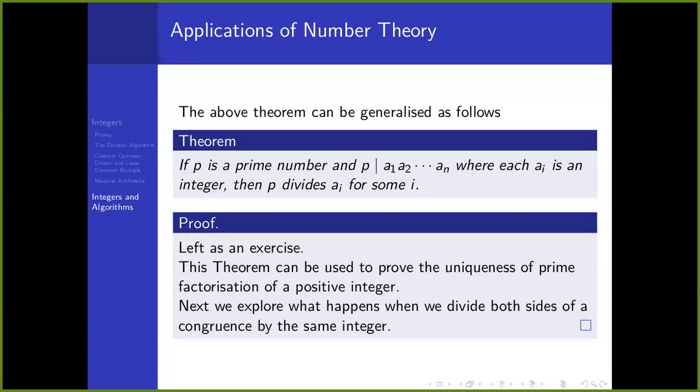This theorem can be used to prove the uniqueness of the prime factorization of a positive integer. We saw earlier that any positive integer can be written uniquely as a product of prime numbers in increasing order of size. So this theorem can help us to prove that that product is unique.